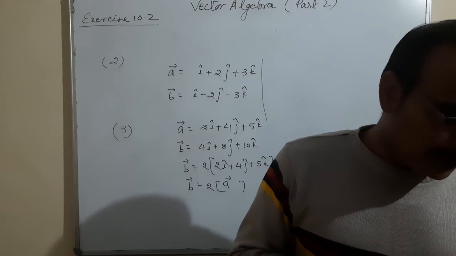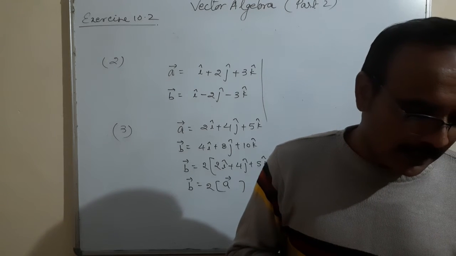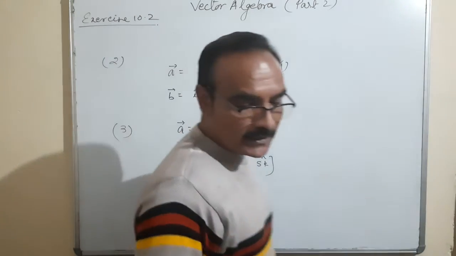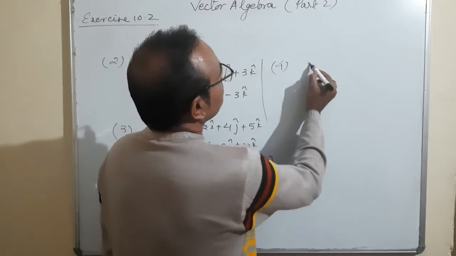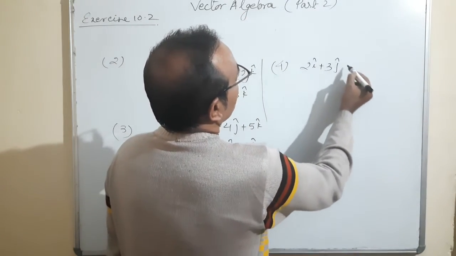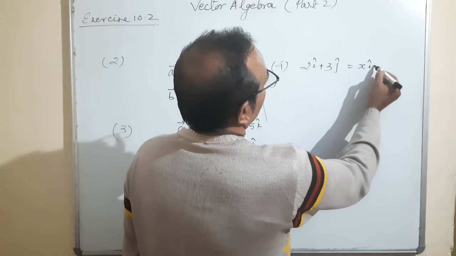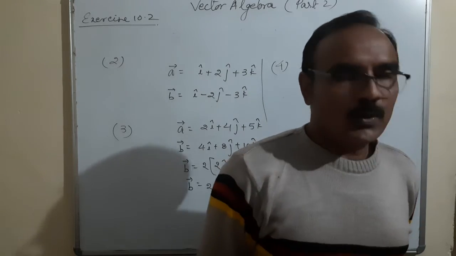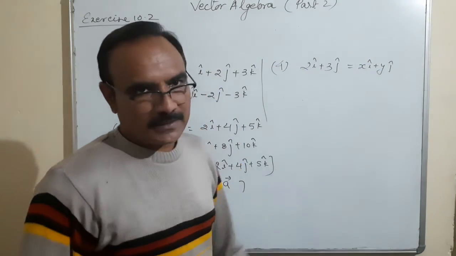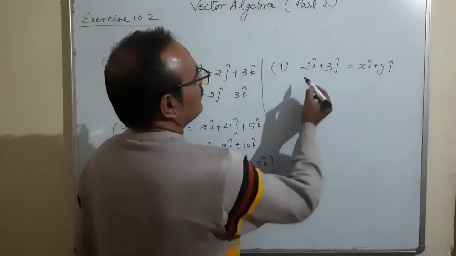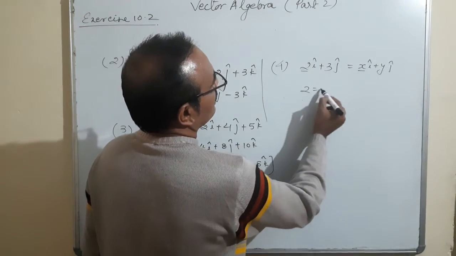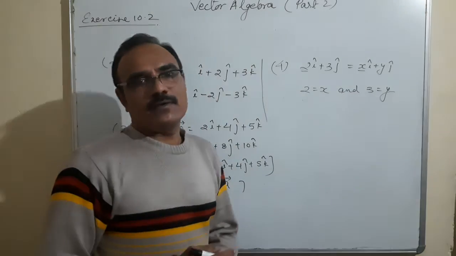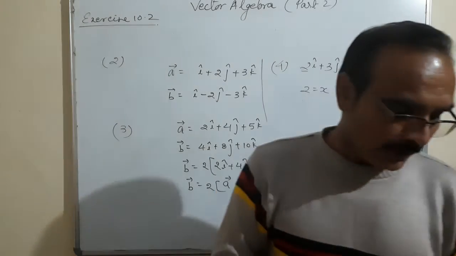The next question is: find the values of x and y so that the vectors 2i plus 3j and xi plus yj are equal. It's a very simple question. One vector is given, 2i plus 3j, and the second vector is given, xi plus yj. The condition is clearly mentioned that they are equal. That means we can simply compare their coefficients of i and j. So 2 is equal to x and 3 is equal to y, only when the vectors are equal.